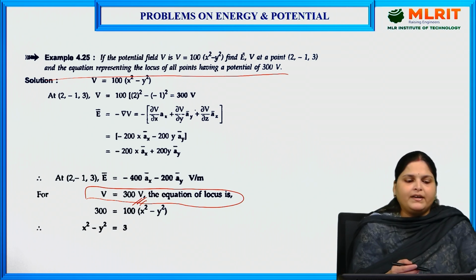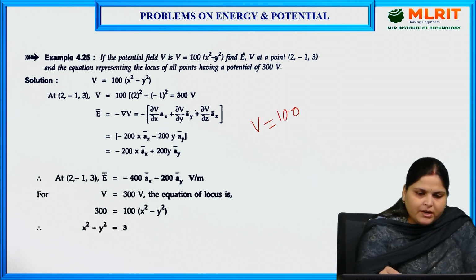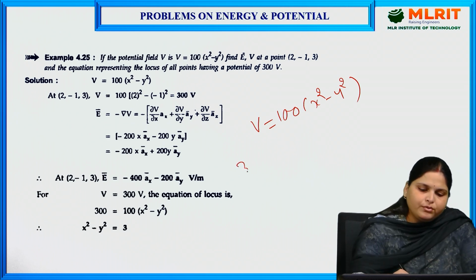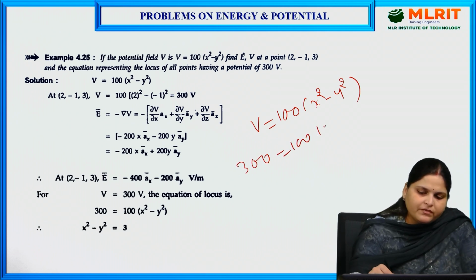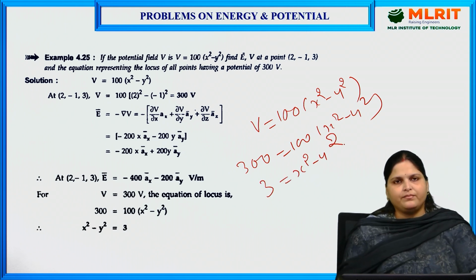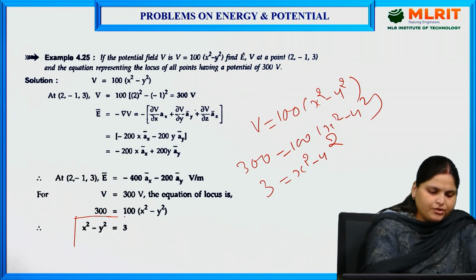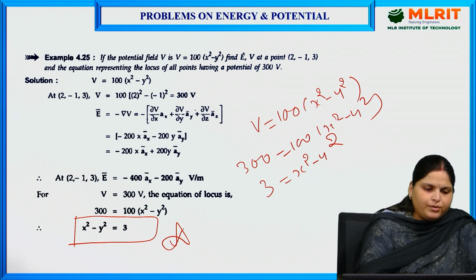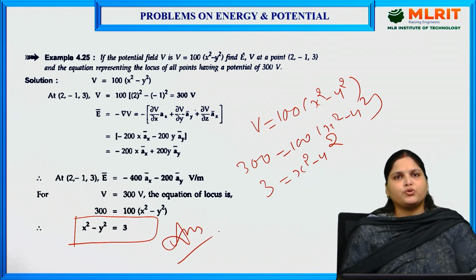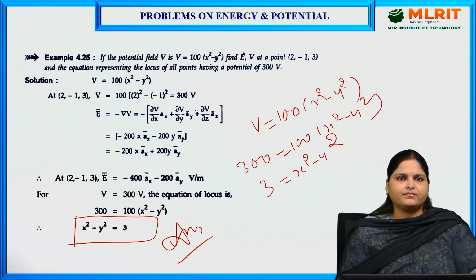So if we want to find out the equation, we again need to use this equation which is given in the question. V is equals to 100 x square minus y square. V is equals to 300 is given, means this equation will become like this, and ultimately we can write x square minus y square equals 3, right? So this is the equation of locus, which is showing that all points are having 300 volts potential, right?